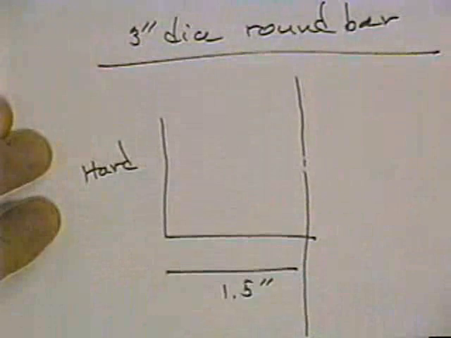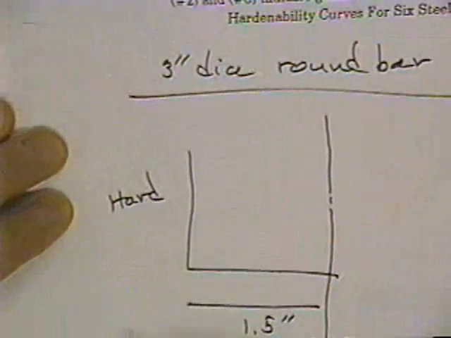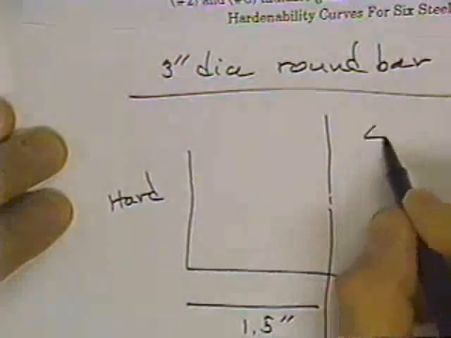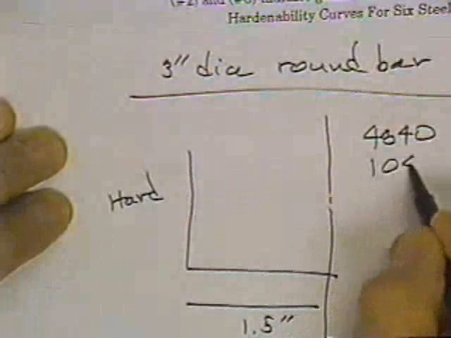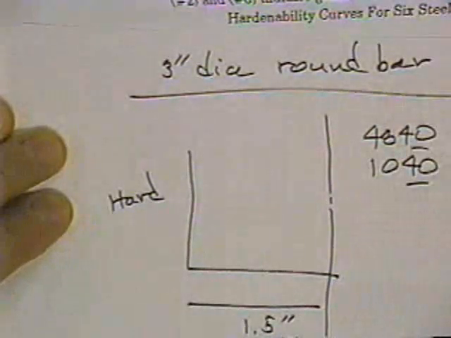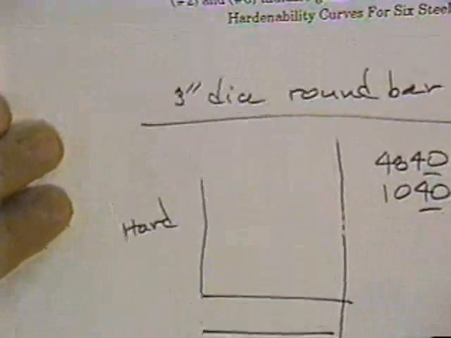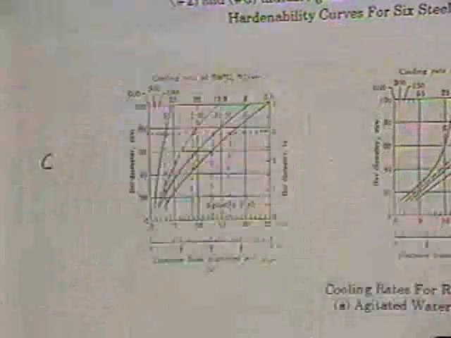So now we need to pick a steel. Let's pick two steels, and let's try a 4340 and a 1040. Same carbon content, but now differing in alloying content. We'll see a significant difference here in the hardness. So now we have these.